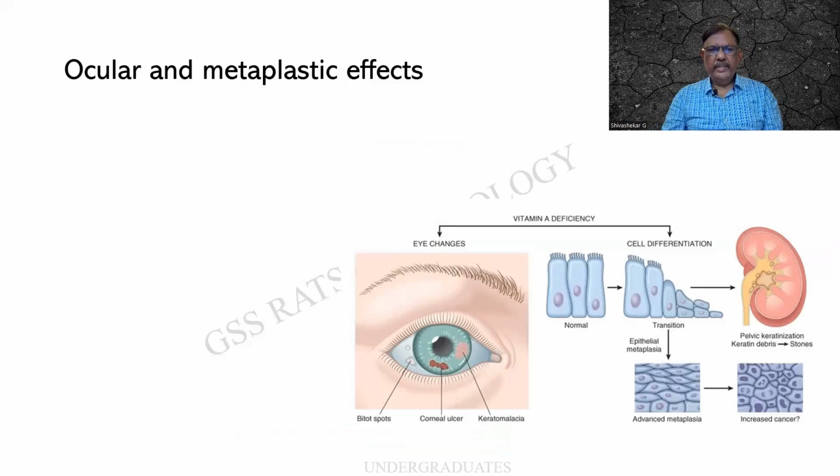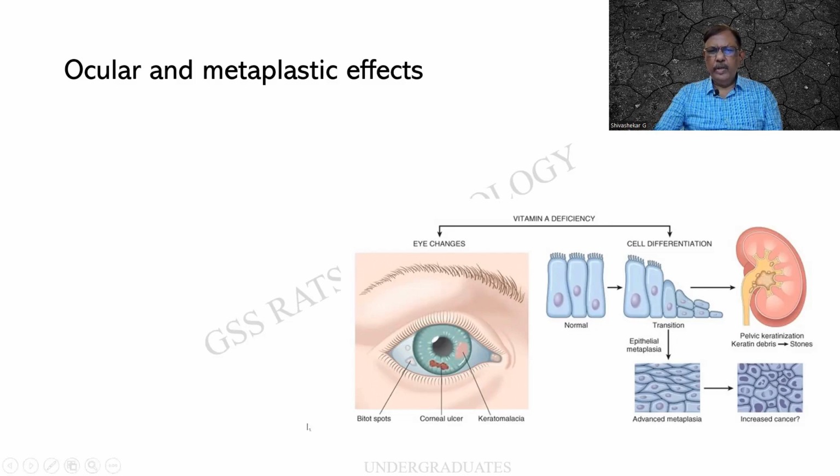Now, this is again a summary of the ocular and the metaplastic changes. In the eye, you find that there is the cornea over here. So, there is a corneal ulceration. Also, you get a condition called keratomalacia. In the conjunctiva, we can get areas of roughening and granularity called the Bitot spots.